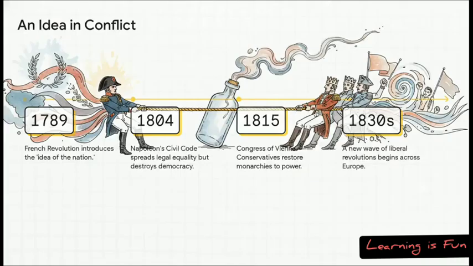But this idea? Oh, it did not have an easy time spreading. The 19th century basically became a massive tug of war. You had Napoleon, who spread some revolutionary ideas like legal equality, but then he also went and made himself an emperor. And after he was defeated in 1815, all the old monarchies got together at the Congress of Vienna to try and stuff the genie of nationalism back in the bottle. But it was just too late. The idea was already out.